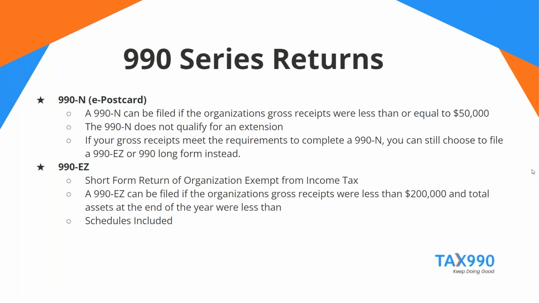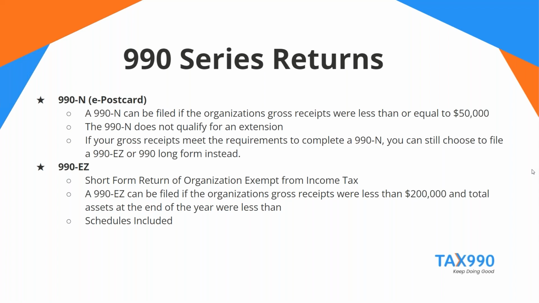The 990N is also referred to as the e-Postcard. It is the smallest form and can be filed by organizations with gross receipts that are less than $50,000 at the end of the tax year. Because of the small amount of information provided on a 990N, only a form summary is available upon completion of the return. The 990N is the only one of the 990 series returns that does not qualify for an extension.